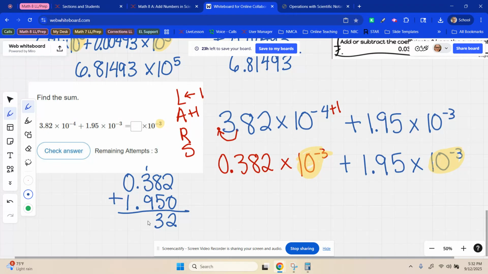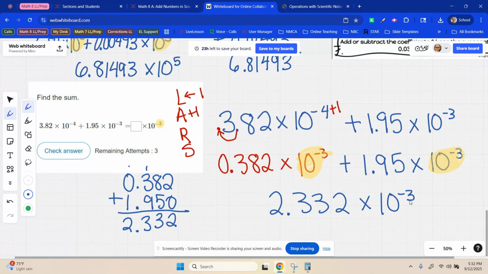9, 10, 11, 13. All right. So the number part of my answer is going to be 2.332 times 10 to the negative 3rd power.